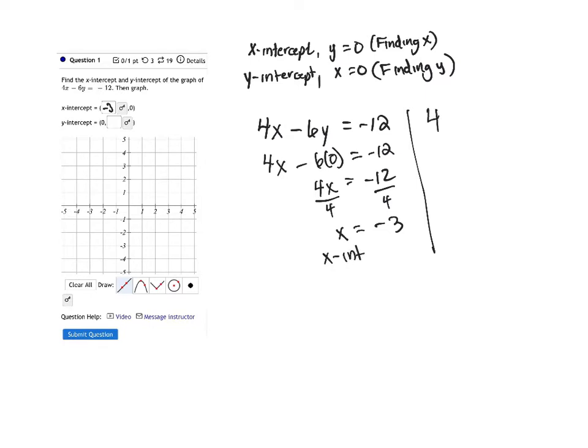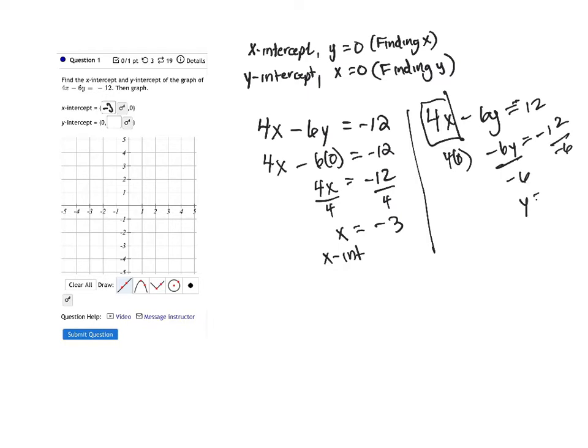Now we're going to find the y-intercept. Same equation there. And we're going to replace, whoops, my negative off. We're going to replace the x with 0. So this basically goes away. So 4 times 0 minus 6y equals negative 12. So divide both sides by negative 6. Y equals a positive 2. So that's the ordered pair 0, 2.